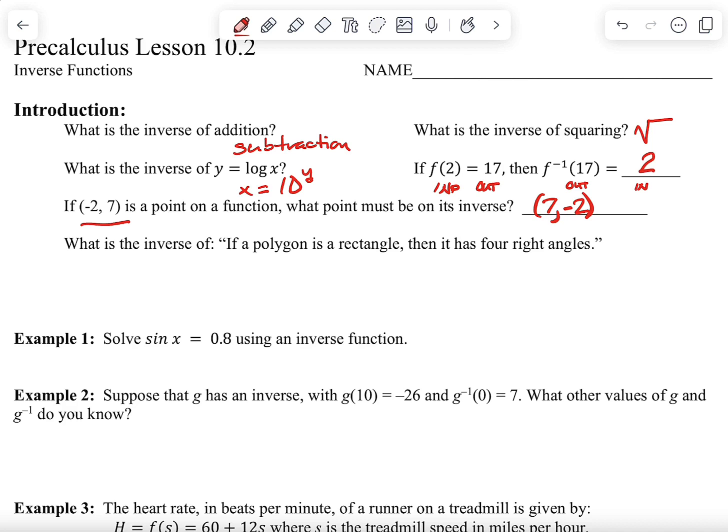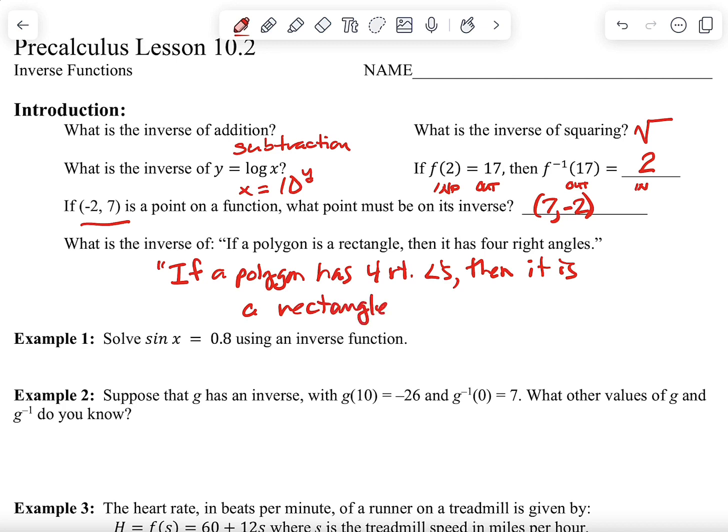And then just another example from the world of geometry, or just even logical reasoning. When you have a statement like, if a polygon is a rectangle, then it has four right angles, the inverse statement to that would be something like this. If a polygon has four right angles, then it is a rectangle. That statement is considered the inverse statement of the original statement. All you're really doing is exchanging the subject for the predicate.